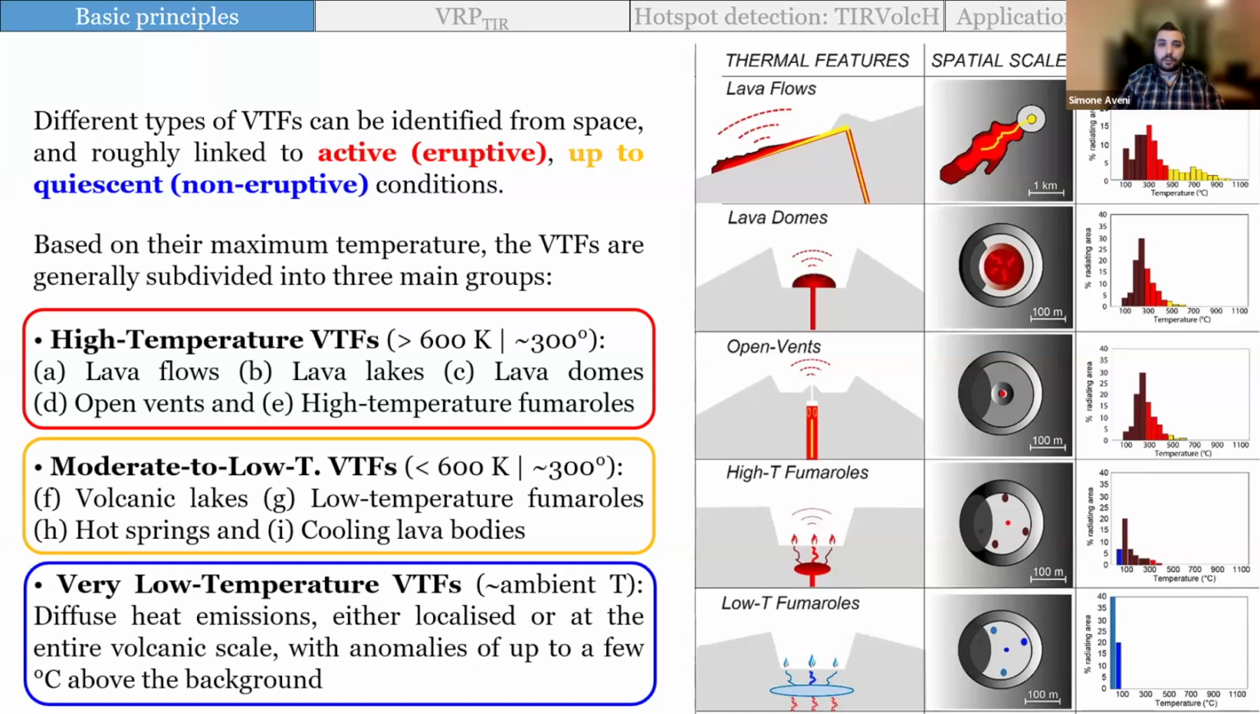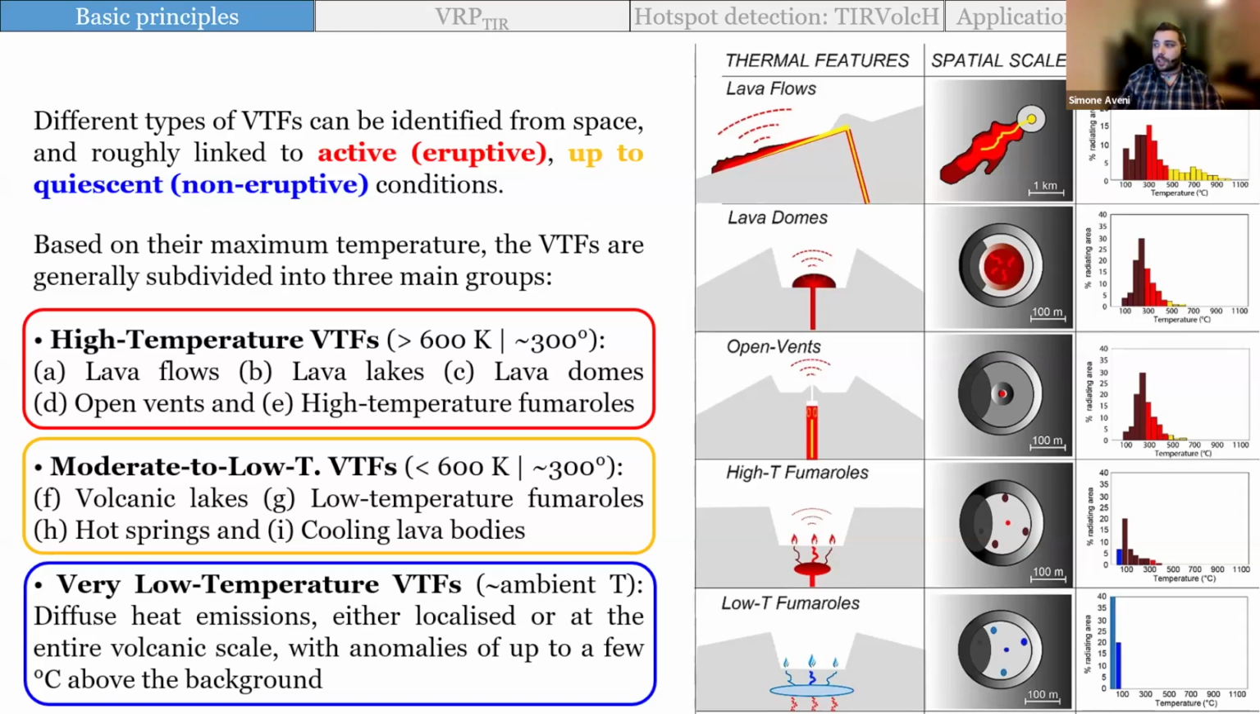These are the high temperature volcanic thermal features, which usually go above 600 Kelvin. And please bear in mind the 600 Kelvin magic number, because it's a number that we will see quite a lot during the presentation. Then if we step below that, we get all thermal features comprised between a few tens of degrees above the background up to 600 Kelvin. And then we have some very low temperature volcanic features, which are usually associated with diffuse heated ground in geothermal areas and this kind of thermal anomalies. Here to the right, you can see a schematic representation of what these thermal features look like.